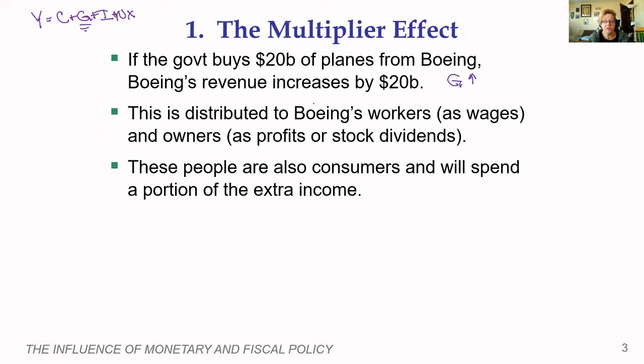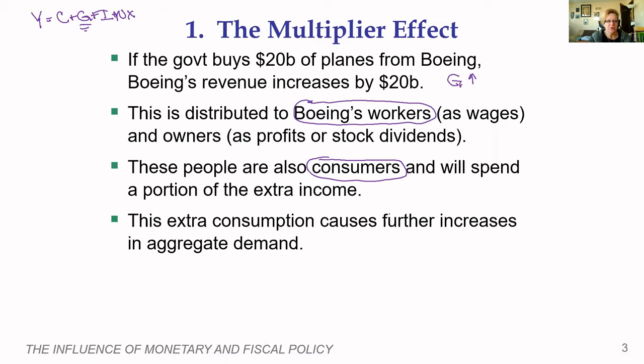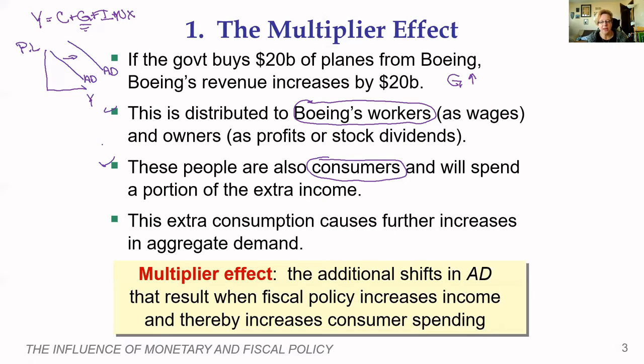Boeing's workers are going to have more money because of the government increasing its purchases, so they can consume at a greater rate. How much more? We not only see the initial shift of aggregate demand from the government increasing purchases, we also see some trickle effects. The multiplier effect shows us the additional shifts in aggregate demand beyond the initial expansion in government spending.